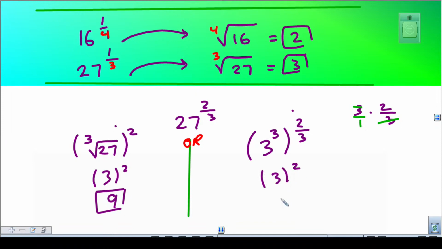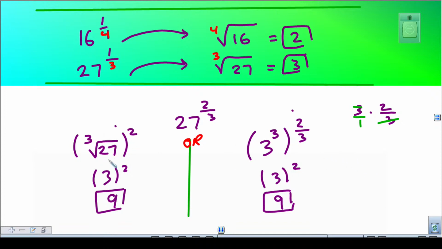What is 3 to the second power? Champions, 3 to the second power is how much? 9. And that's it. That's the same answer. It has to be the same answer. Just a different method of reaching the same destination here.